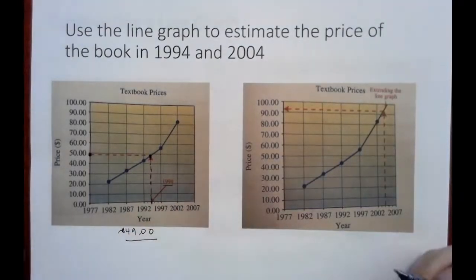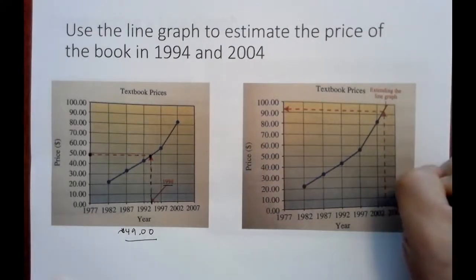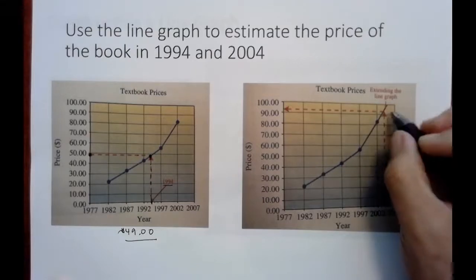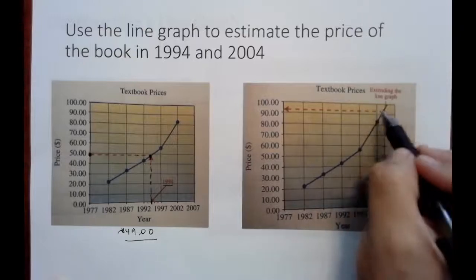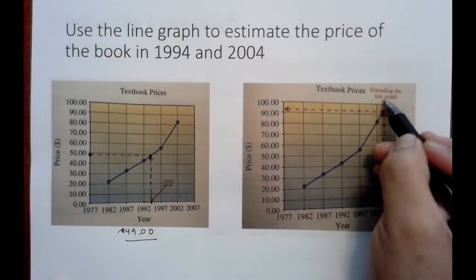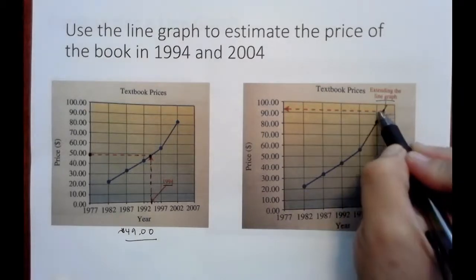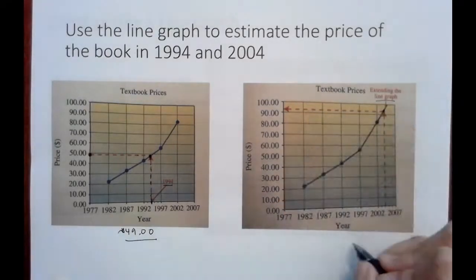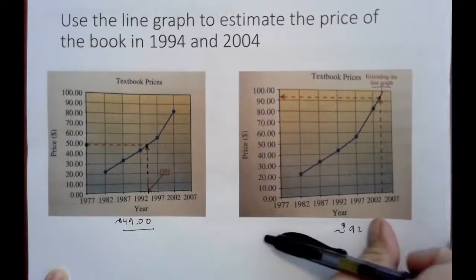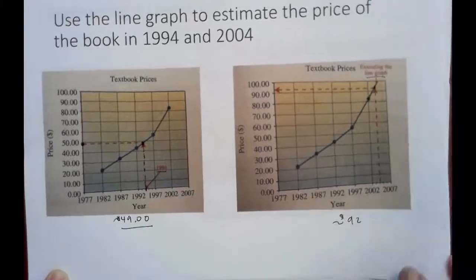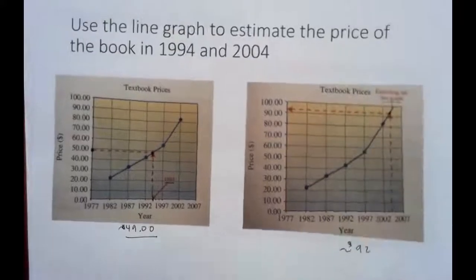in 1994. And then for 2004, we would go a little bit past 2002, about 2 increments if you divide it into 5. Then we would go further. In this case we had to extend the line graph because there was no more data after that. So this would be about $92. Those estimates, 92, 93, 94, are all pretty close.